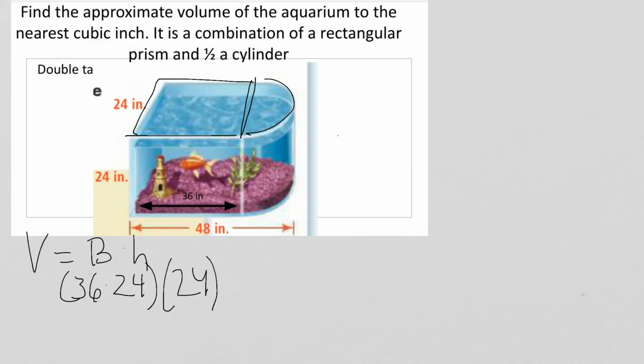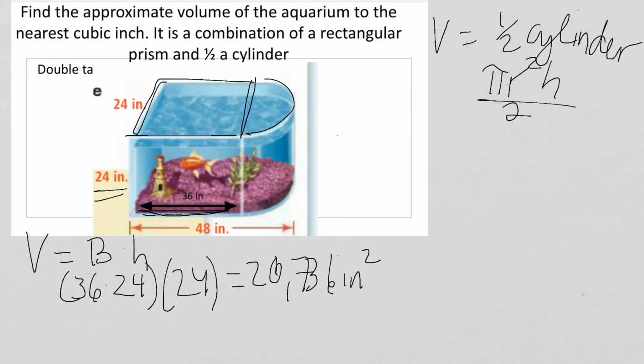All right, so be careful here for this rectangular prism. We have 36 by 24 as the bottom of the base. The height of this aquarium is 24 inches. So when I multiply all that out, I get 20,736 inches cubed for the volume there.